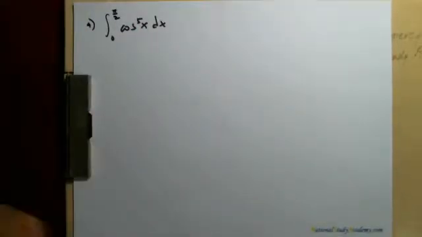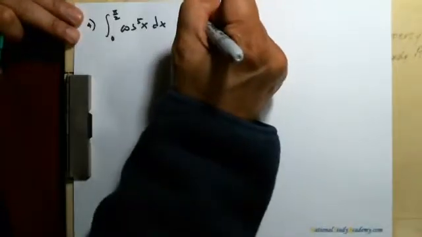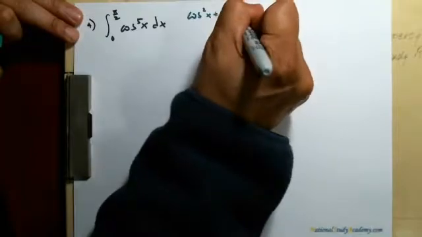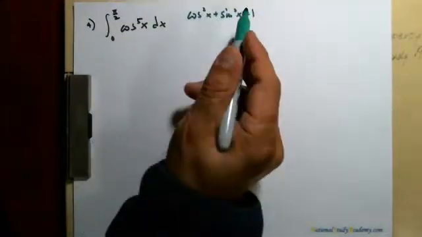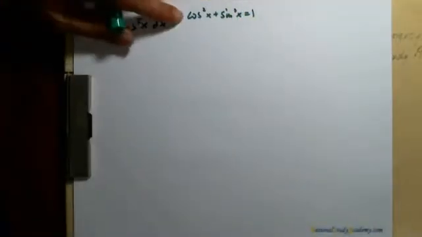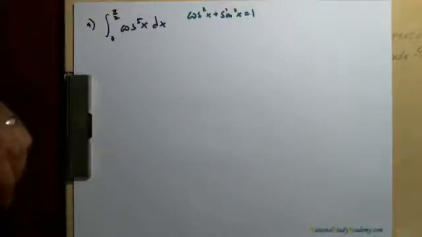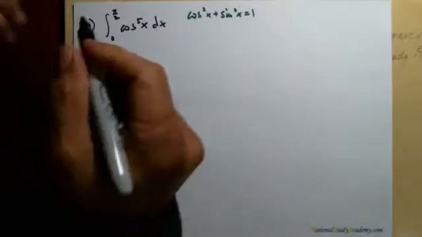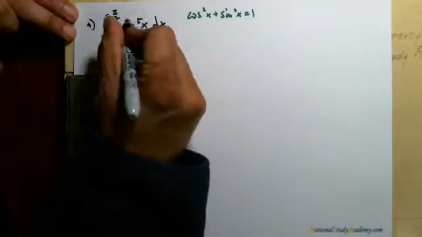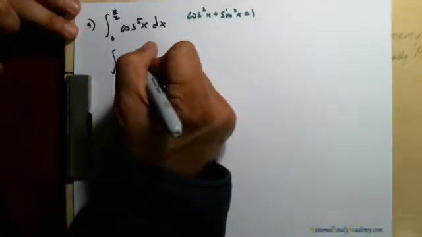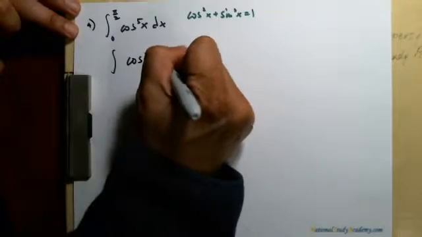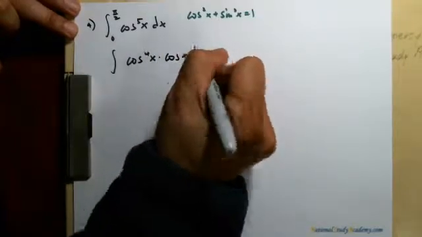Anyway, the first thing you have to note is that cosine squared of x plus sine squared of x is equal to 1. This is the Pythagorean theorem in trigonometric form. So first thing we're going to do is rewrite this a little bit. We always want to rewrite it a certain way. You want to take one of the cosine of x and factor it out. So it's going to be cosine fourth of x times cosine of x dx.